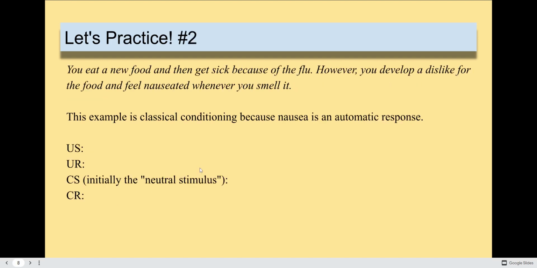Okay, let's take a look at number 2. Again, you go ahead and pause. Okay, now that you've come back to it, let's take a look at the answers. Spelled incorrectly, I have to fix that. This is an example of classical conditioning because nausea is an automatic response. So take a look at my answers, even though it's spelled incorrectly.